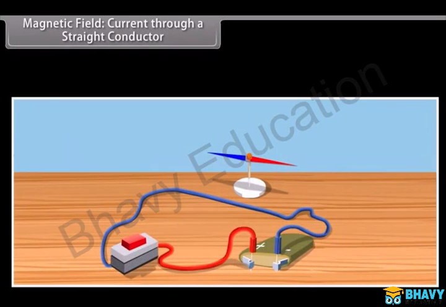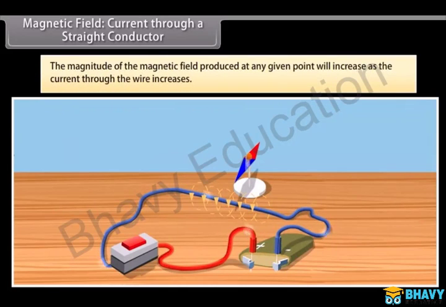Magnetic field. Current through a straight conductor. As you have seen earlier, let us see what happens when we change the current that is passing through the wire. The effect on the compass also varies. So, if you increase the current, the deflection of the needle of the compass will increase. From this we know that the magnitude of the magnetic field produced at any given point will increase as the current through the wire increases.